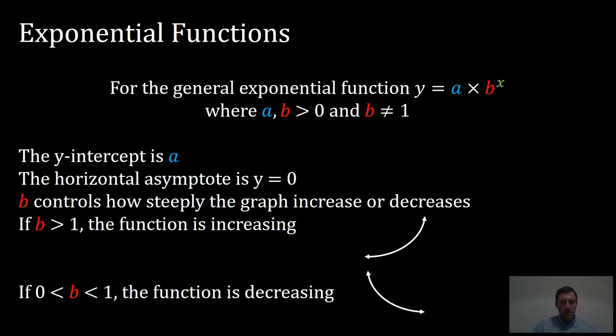In summary, if we can find the y-intercept, horizontal asymptote, and 2 other points in the curve, we can use this to sketch the graph of an exponential function.